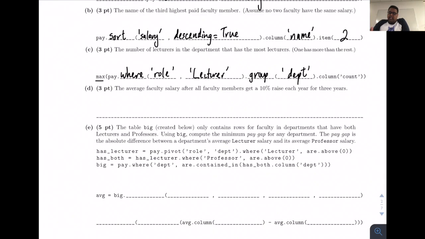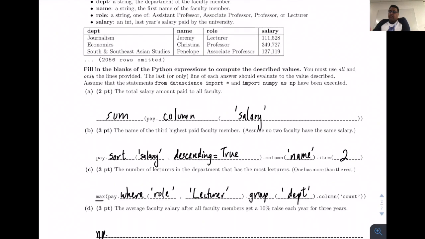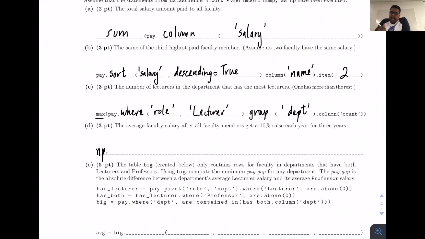So hopefully that distinction is clear. Both will give you the same answer, but this is much, much quicker because clearly here we only have one line to solve this question, right? So how can we find the average of all the salaries that are being given out? Well, that's pretty simple. We just want to find the average of the column salary. So we have np.average, which will give us the average of any column, and then we just need to specify which column. So that would be pay.column salary. So this will give us the average salary value of all of the faculty members right now.